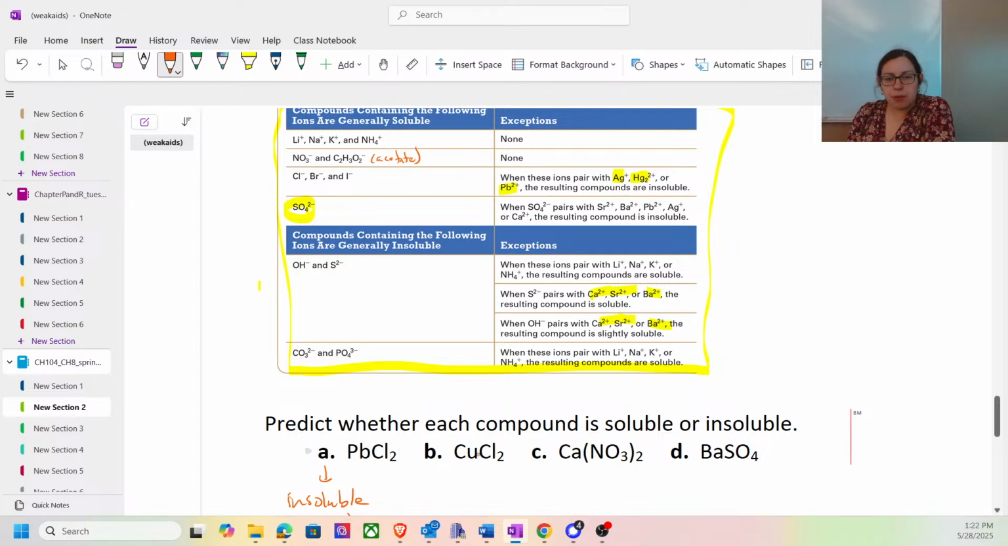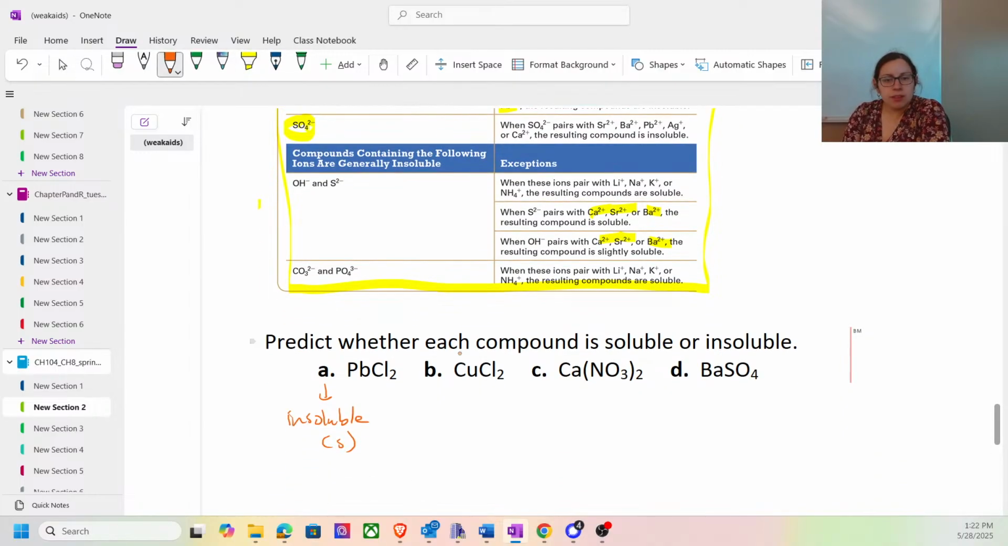What about copper chloride? Soluble, so copper is not listed there. And so that would be aqueous, in solution. And I'm pretty sure we've worked with bottles of copper chloride in lab.